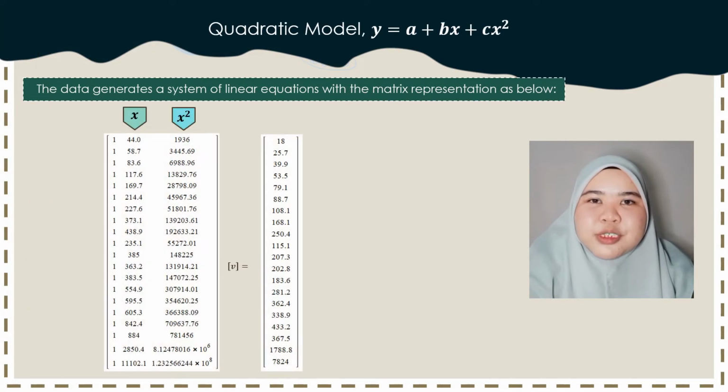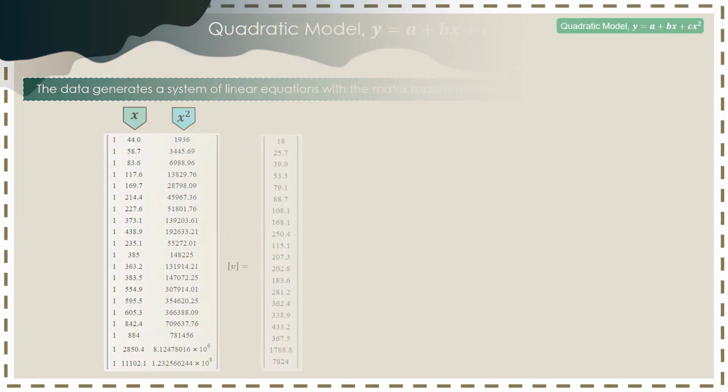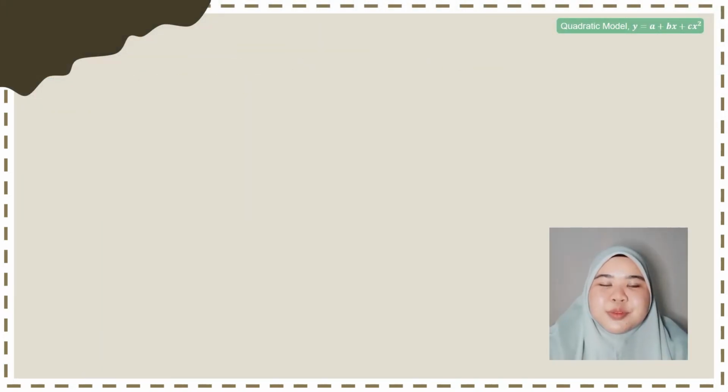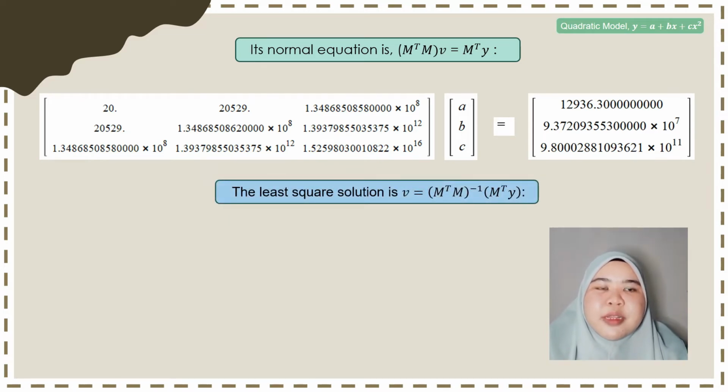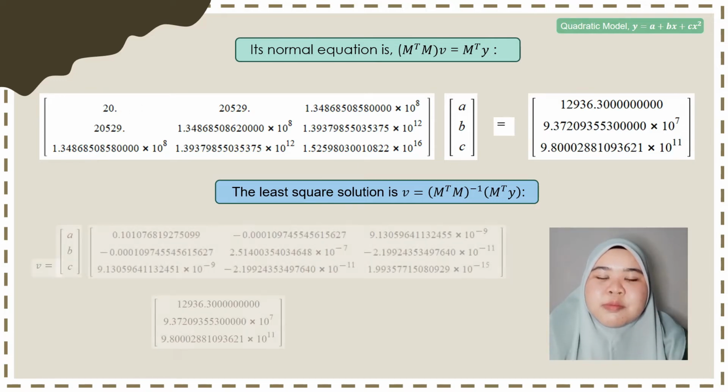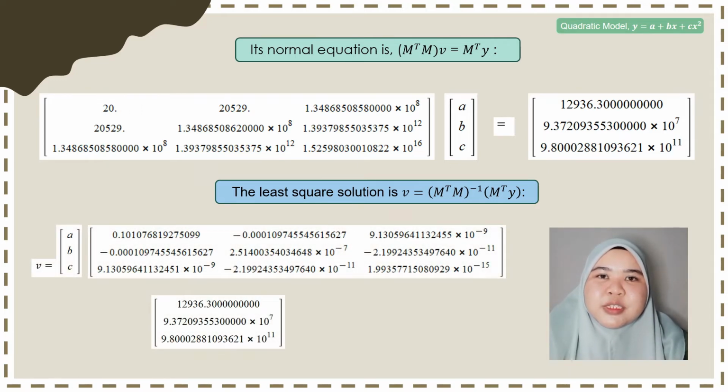For the quadratic model, the first thing we need to do is find M transpose Y. M transpose Y is shown, and next we need to find M transpose M. The last thing is to find the inverse of M transpose M. After that, we need to find the least square solution. From the previous data, we get this least square solution, which is equal to the inverse of M transpose M multiplied by M transpose Y.